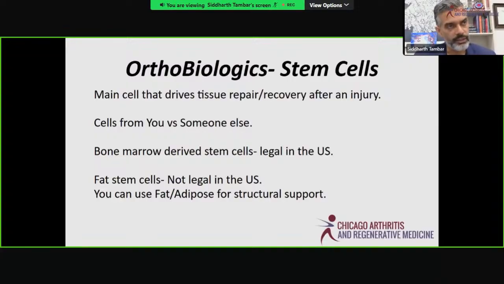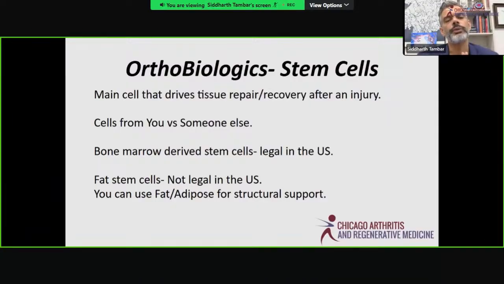You may hear about fat stem cells. You can use adipose or fat for structural support. Let's say somebody has a rotator cuff tear. You want to take the adipose, you want to mix it with your own bone marrow stem cells. That extra structural support helps to keep the cells in that area.